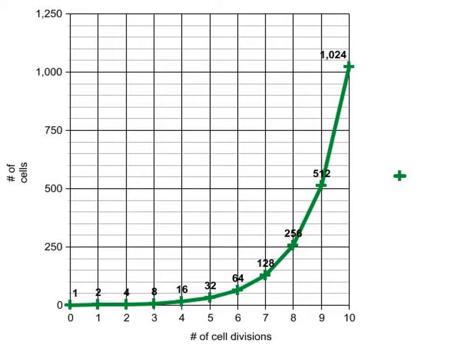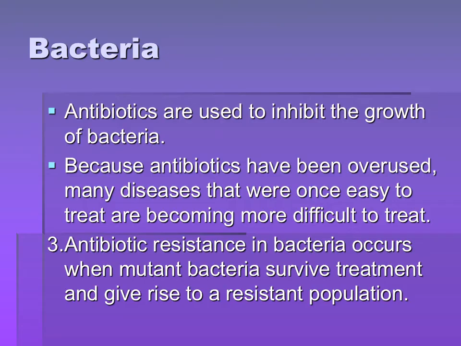This graph is a visual to remind you of how fast bacteria grows. So the number of cell divisions is on the bottom on the x-axis, and number of cells is on the y-axis on the left side. So you notice that with each cell division, the bacteria are doubling each time, and it happens really, really fast.